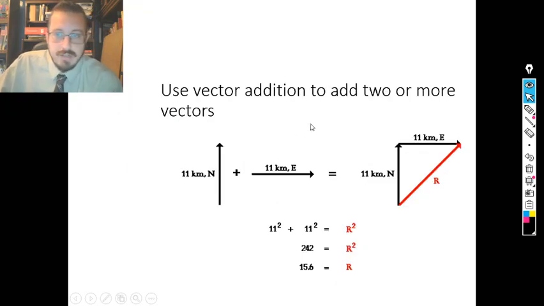All right, use vector addition to add two or more vectors. We already mentioned Pythagoras' theorem, and the easiest thing to do in terms of vector addition is to just add vectors that are in the same direction. Like if I had another 11-kilometer north vector that I added to this one, you guessed it, I'd be 22 kilometers north. So we can add vectors in the same direction just by summing them.